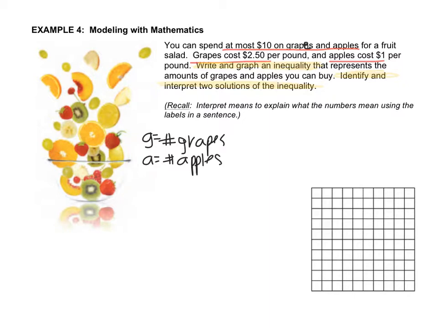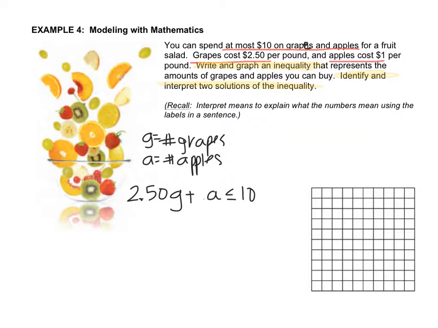So now when I write my inequality, I can spend at most $10 on grapes and apples. Grapes cost $2.50 per pound and apples cost $1 per pound. So $2.50 times the number of grapes that I get plus 1 times the number of apples is at most $10. That means that I can't spend more than $10, so it has to be less than or equal to 10. Now you don't need that 1, that's kind of silly, so I'm just going to erase it.